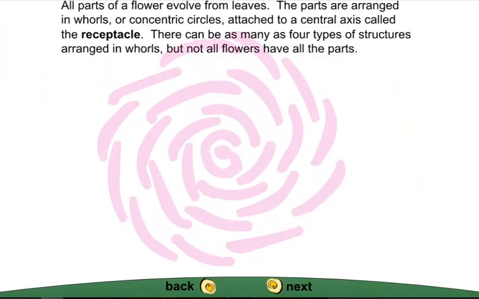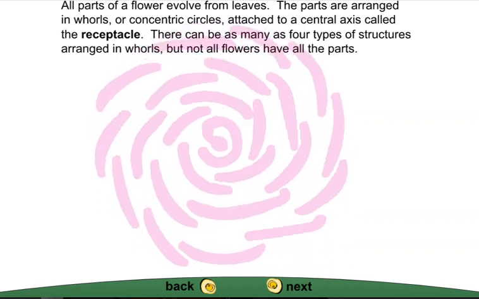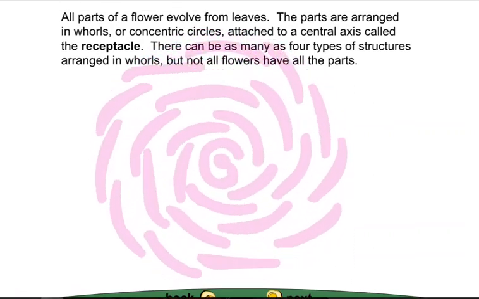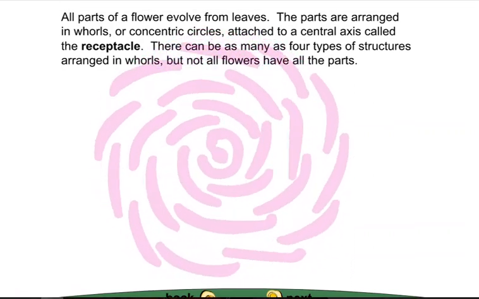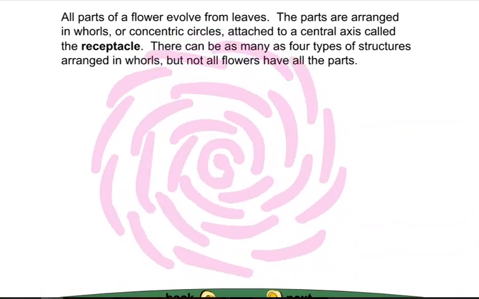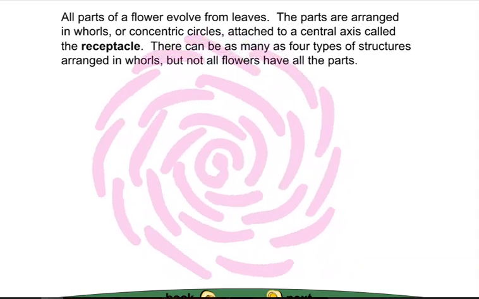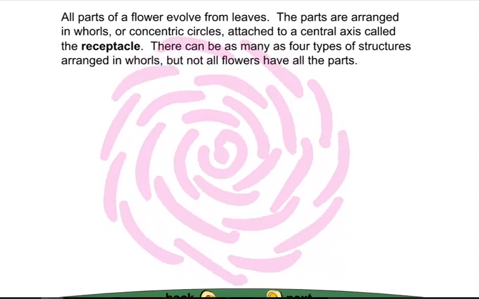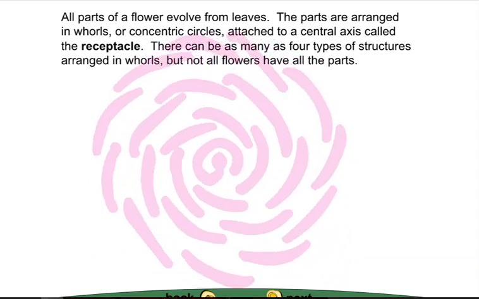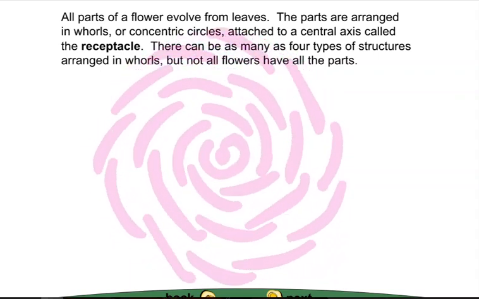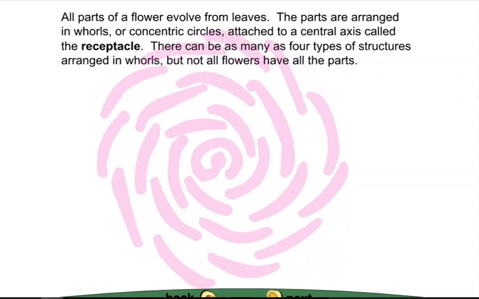All parts of a flower evolve from leaves. The parts are arranged in whorls or concentric circles attached to a central axis called the receptacle. There can be as many as 4 types of structures arranged in whorls, but not all flowers have all the parts.